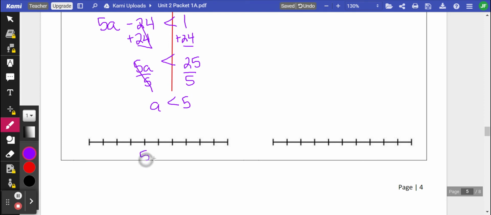I'm going to put my numbers on my number line: 1, 3, 5, 7, 9, 11. We're going to do an open dot because it doesn't have an equal to sign there, and then shade to the left.